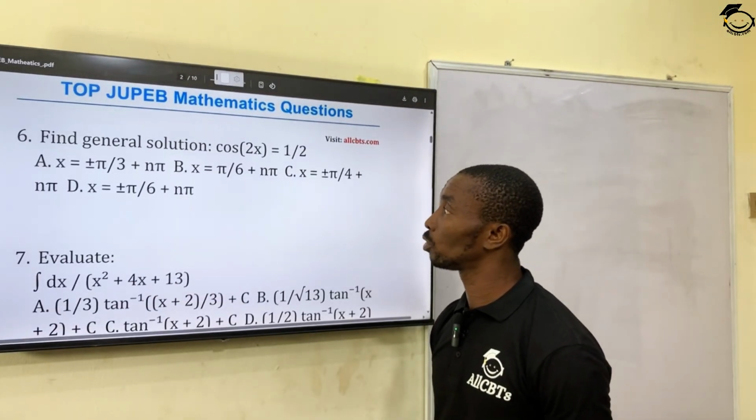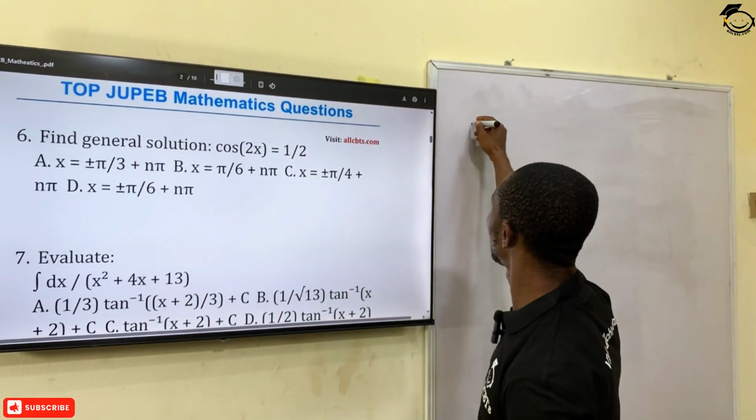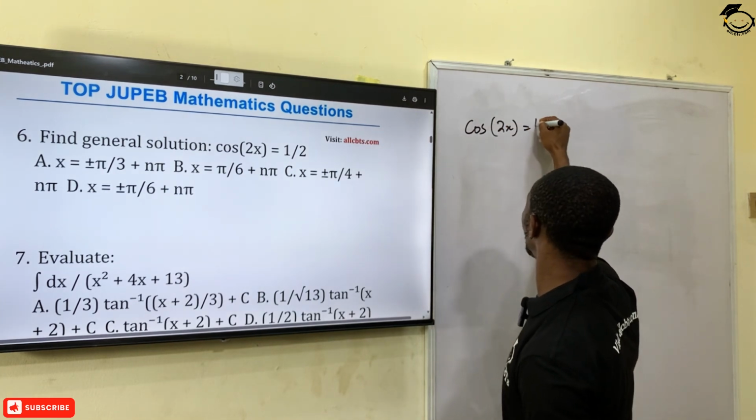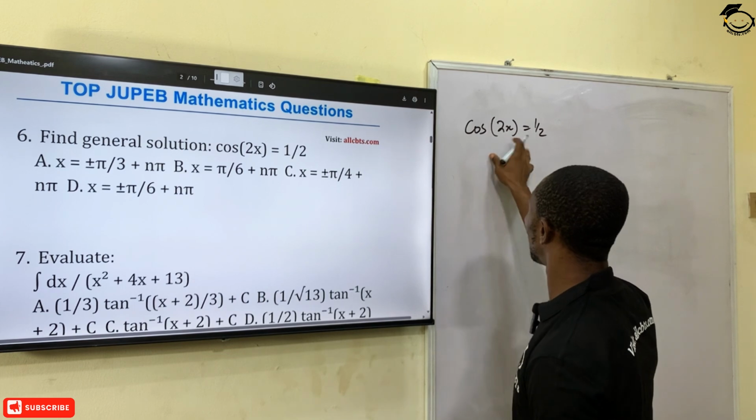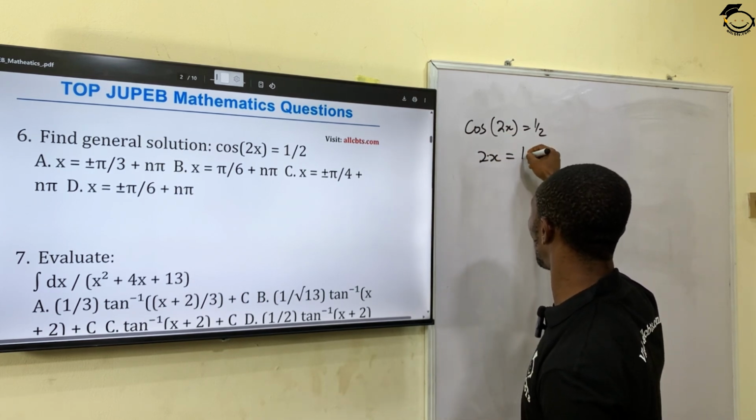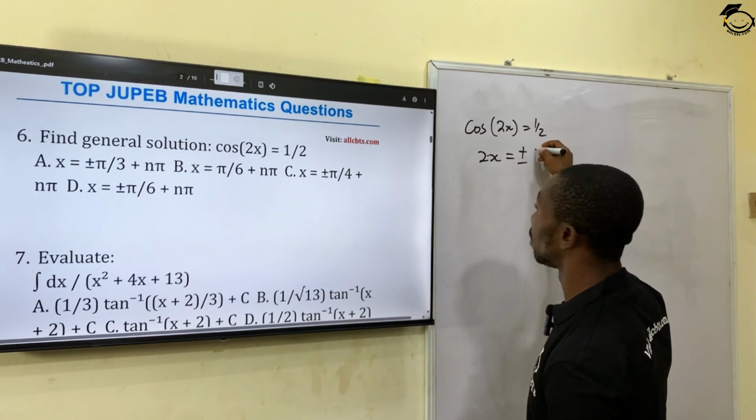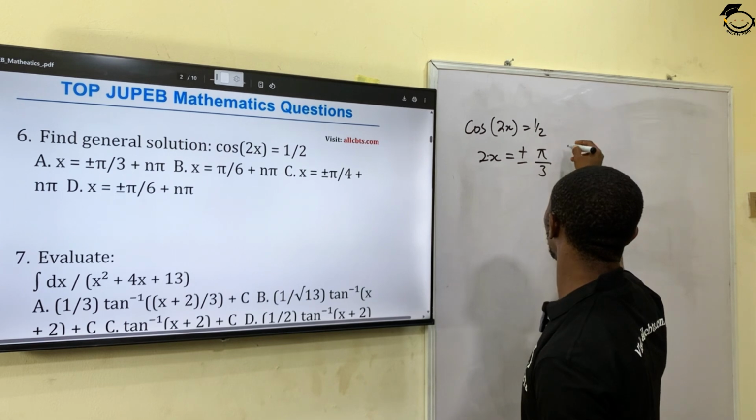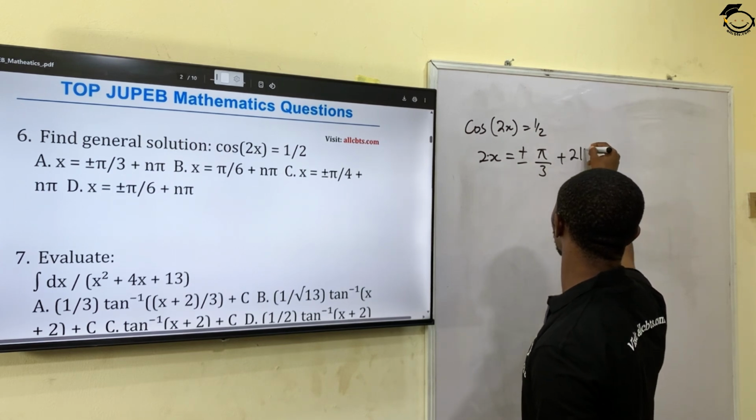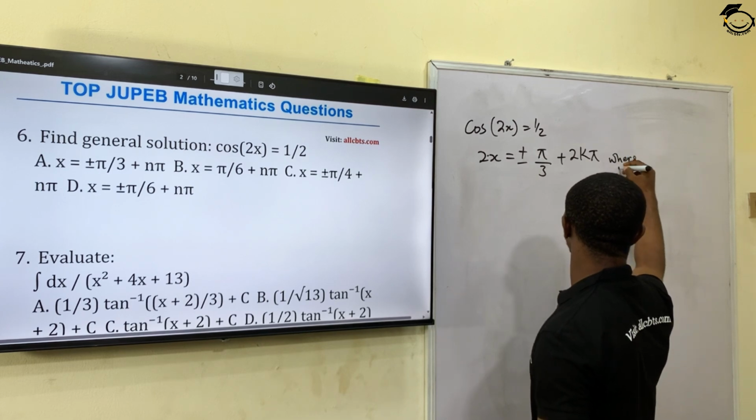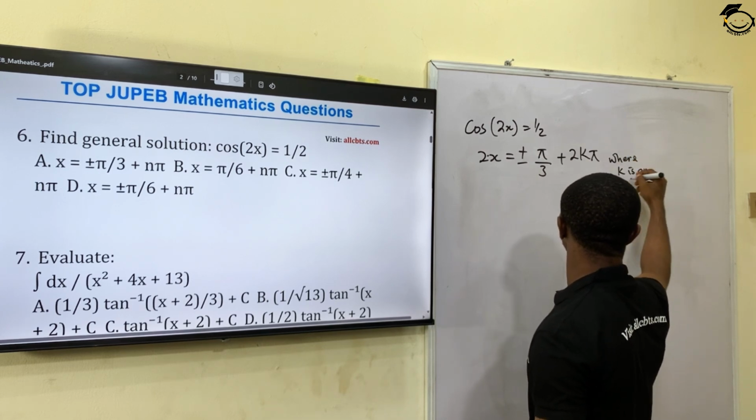Find the general solution to cos 2x equals half. Now, for this, the formula for 2x will be plus or minus pi over 3 plus 2k pi, where k is an integer.